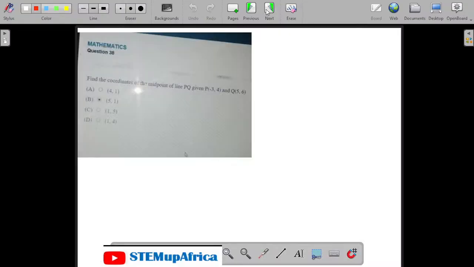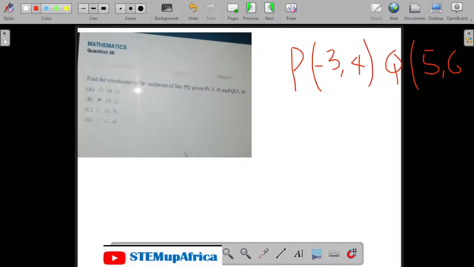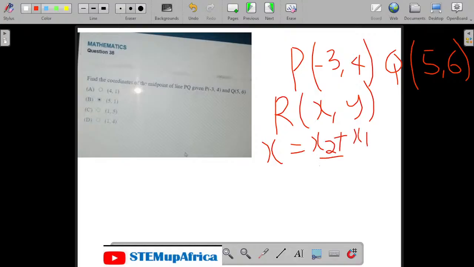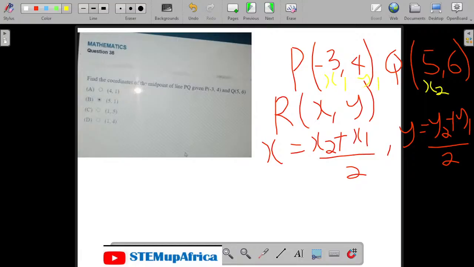So the next question says, question 38, find the midpoint of the line PQ, with P given as minus 3,4 and Q is 5,6. So we have P as minus 3,4, Q is 5,6. So the midpoint, let's call it R, which is x, y. So how do you find the midpoint between these 2 points? For X, it becomes X2 plus X1 over 2. For Y, it becomes Y2 plus Y1 over 2. All I need to do is to label this point as X1, Y1, X2, Y2.